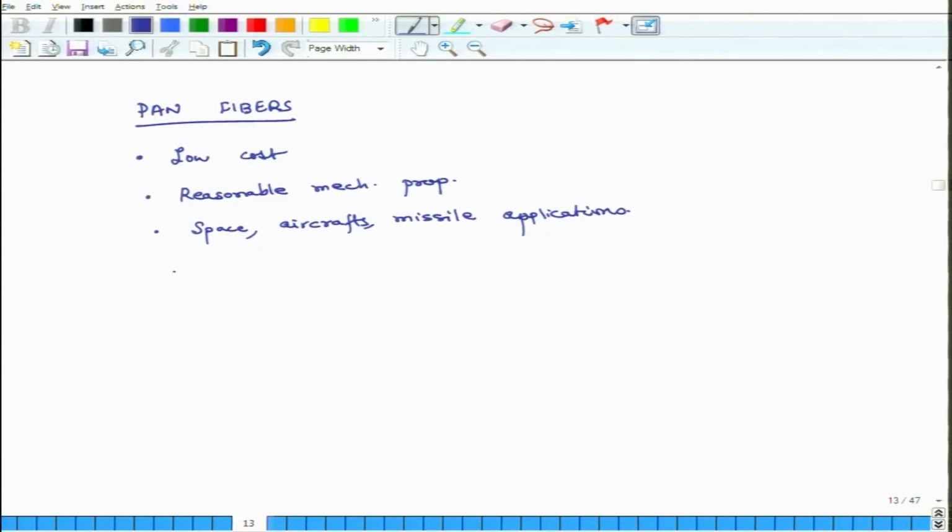Okay. Next, look at pitch fibers, graphite fibers produced from pitch. Compared to PAN, their stiffness is higher, and their thermal conductivity is also higher.